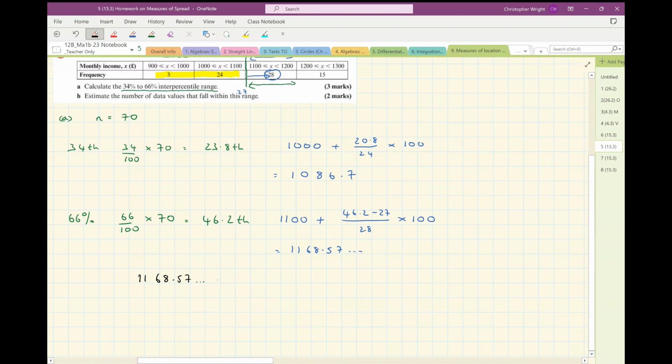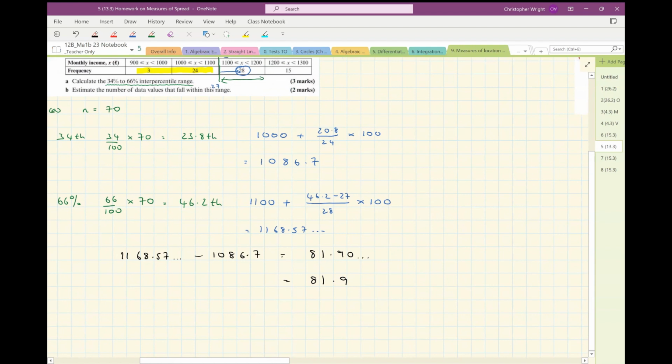So the 34% to 66% interpercentile range is going to be 1168.57 and so on, subtract 1086.7 or 0.6 recurring, which gives me an answer of 81.90 and so on. So I have said 81.9 for my answer. Okay.